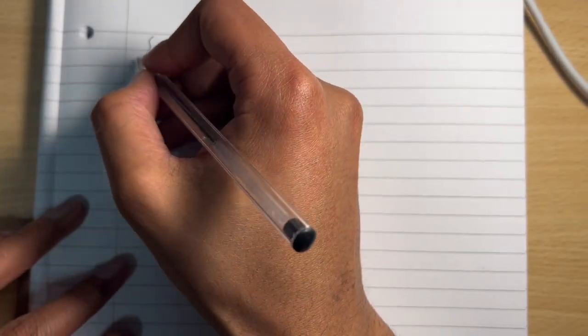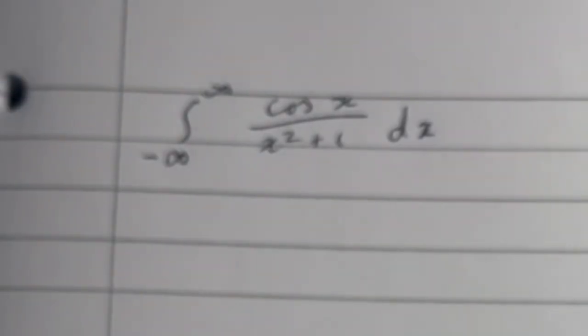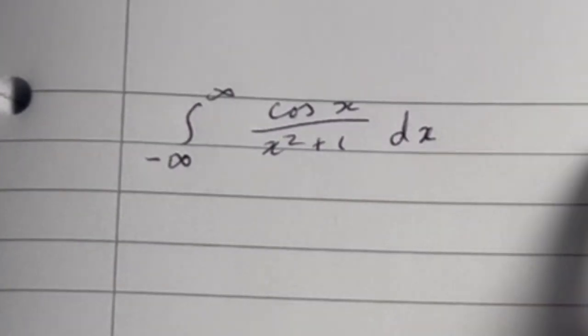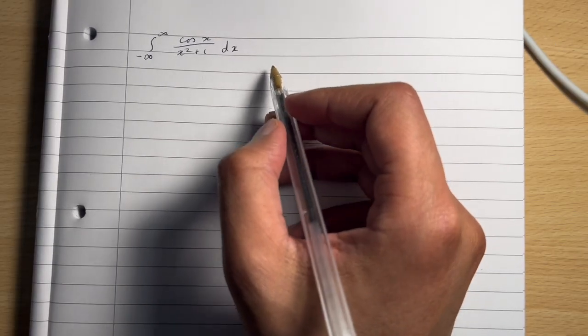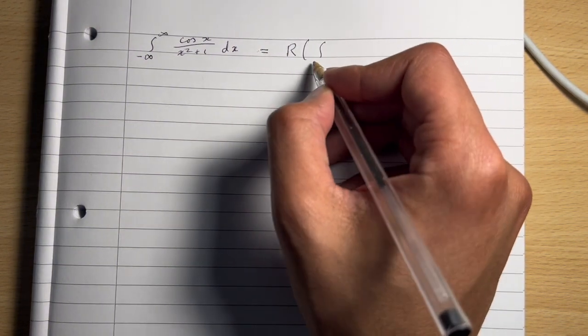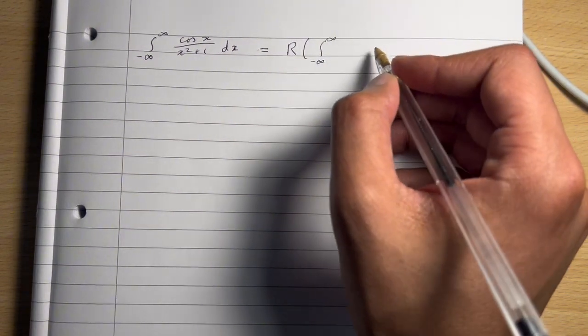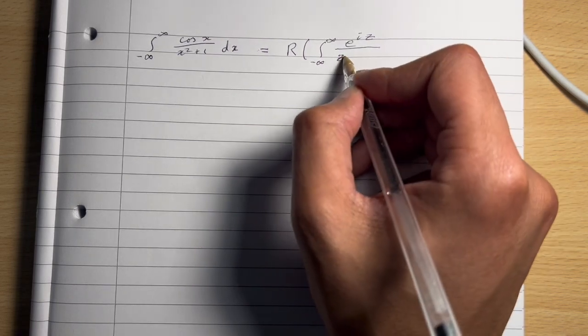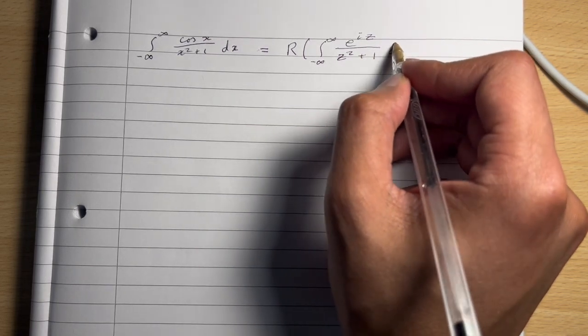So now we're going to do the problem. Step one, oh dear, it's not focused, is it? Step one for this problem is what we're going to write. Say this is equal to the real part of the integral from negative infinity to infinity of e to the iz over z squared plus 1 dz.